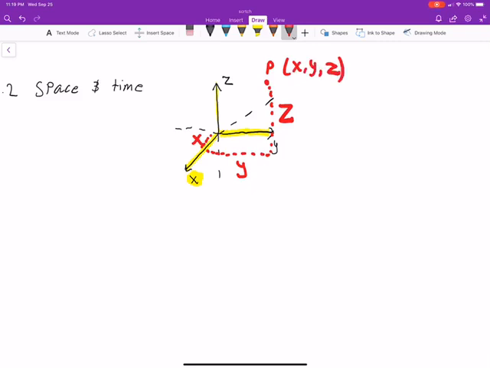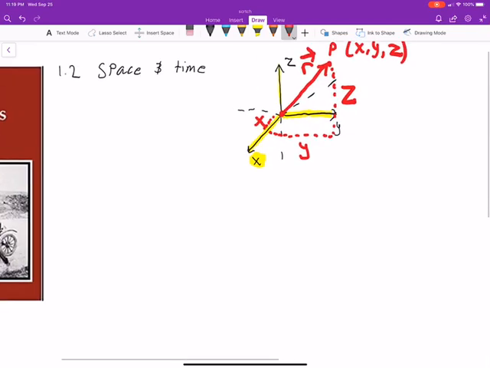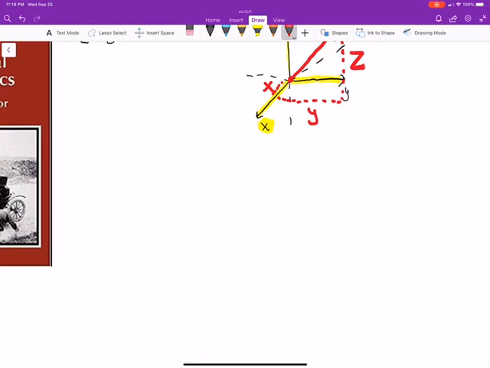We can also think of it in terms of a position vector. So if we go from the origin, which is just right here in the center, 0, 0, 0, pointing to the point of interest, we can think of that as a position vector r. So maybe I should make a note on that as a key point. r is a position vector.